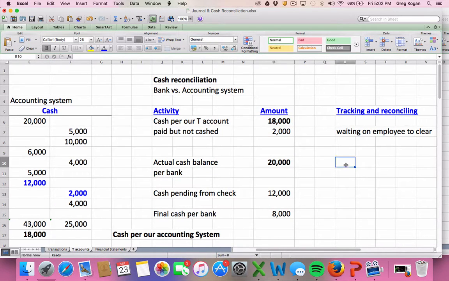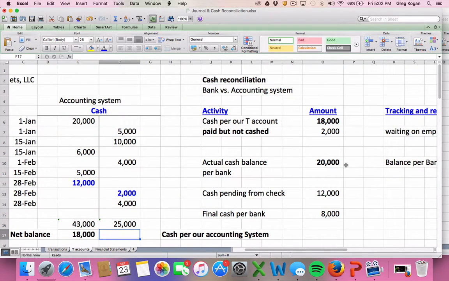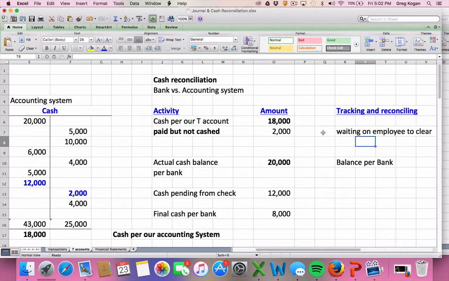You log into, say, your Chase Bank, and it will say balance per your bank. And then you'll say, oh, we have a discrepancy. Why? It's because of this. That's the bottom line of the cash rec, because eventually you're going to want this to be the same, or things will get off track. When will this equalize? It will equalize as soon as the employee cashes the check.